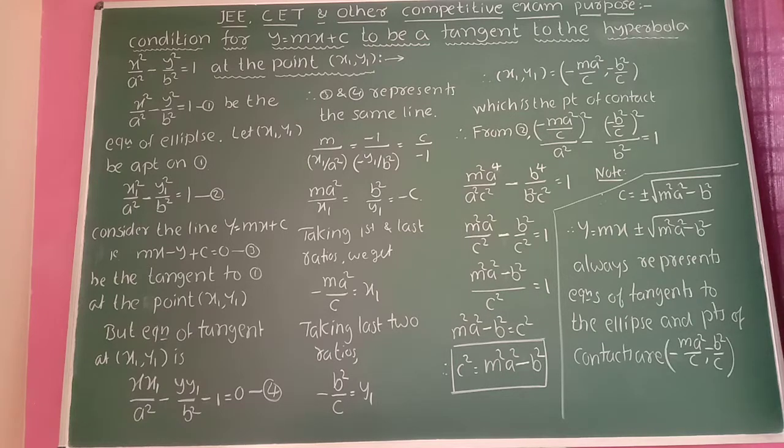Same procedure is there. Again, the formula is important here, the derivation is not important, but I already derived the theorem. Look at each and every step, understand the steps, but remember that last formula: c square is equal to m square a square minus b square, and the point of contact is minus m a square by c comma minus b square divided by c.